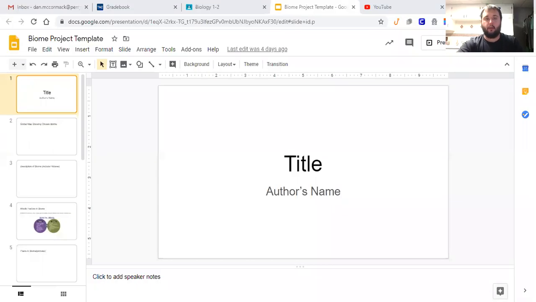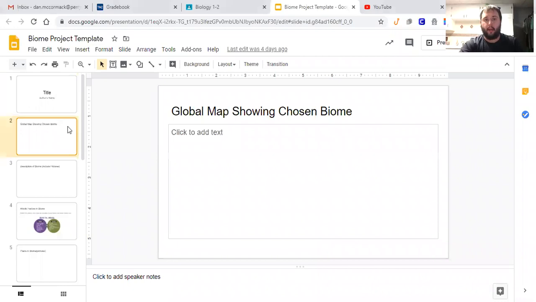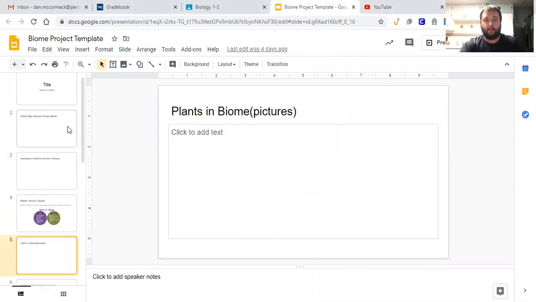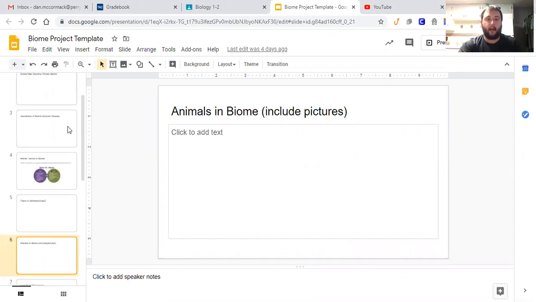So right now you already have the title, the global map, the description, the abiotic factors, and your five plants. Remember, I need pictures of those. You have your five animals. I need pictures of those too. If you mention any animal, any plant, I need to have a picture of it. That was one of the big things that I commented on in people's projects who had already turned them in. So make sure that you have pictures of all the organisms that you list on these two slides.